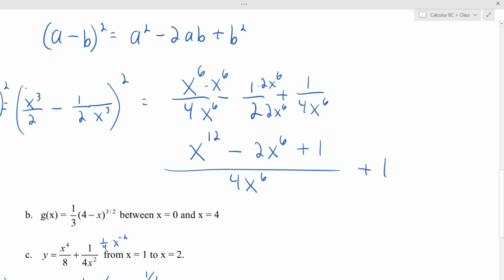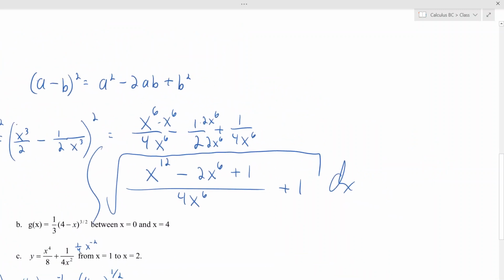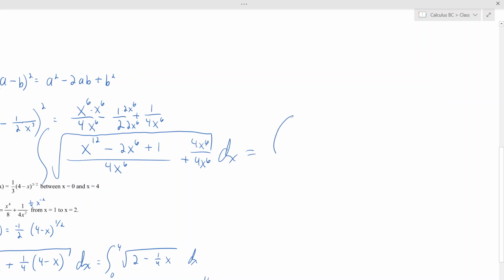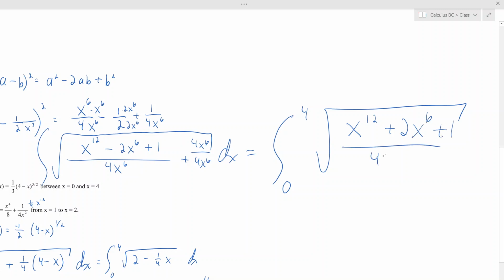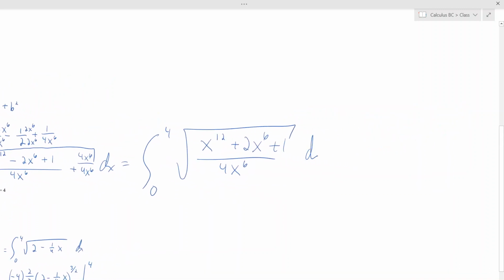Okay, so technically we're going to add 1 to it, drop it in a square root, integrate it, dx. I'm going to do that over here neatly, but that's what we're doing. But 1 is really just, if you think about it, 4x to the 6th over 4x to the 6th. So we put all this mess together. We're going to have the integral from 0 to 4, whatever numbers I chose, of the square root of x to the 12th plus 2x to the 6th plus 1 all over 4x to the 6th, dx. Check this magic out.